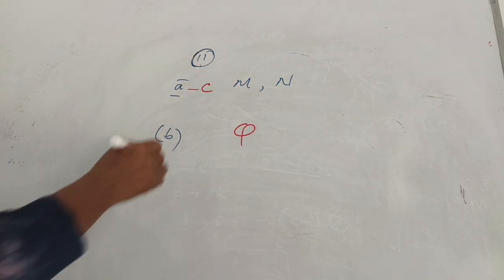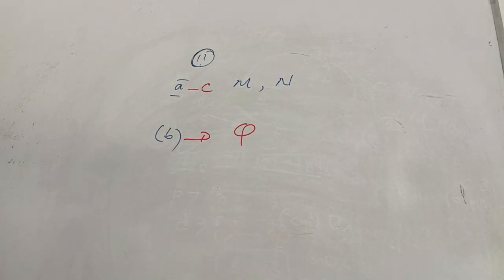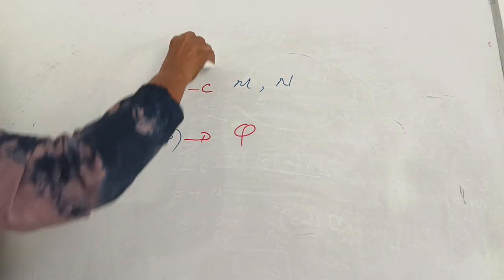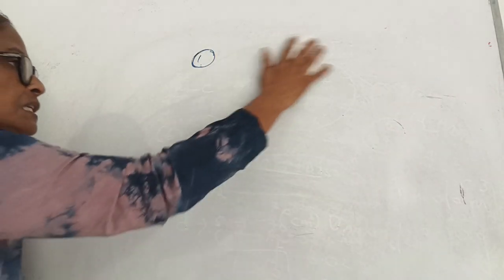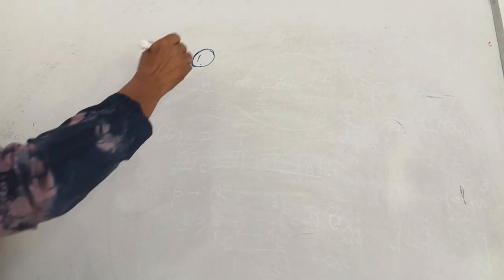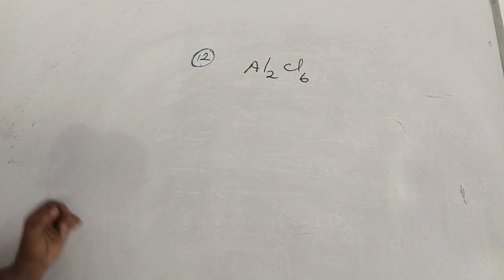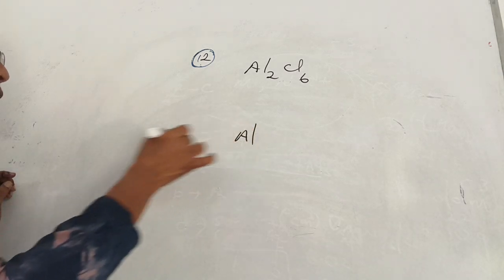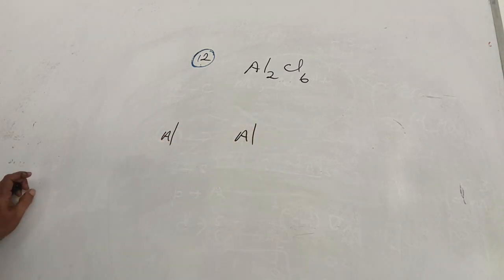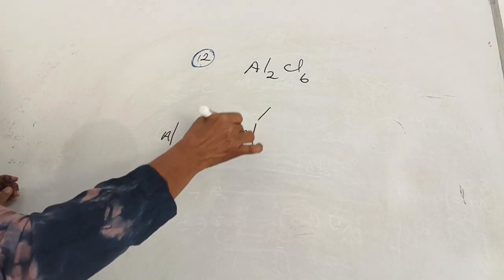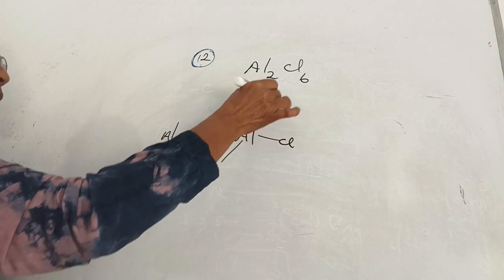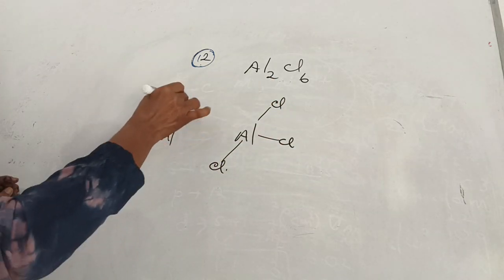The answer is D for question number 11. Moving on to question number 12, it is asking about the structure which is the dimer of aluminium chloride, because aluminium chloride exists as a dimer of Al2Cl6. To get the structure of Al2Cl6, the 2 aluminium atoms are connected with 3 chlorines in this condition with 2 dative covalent bonds.